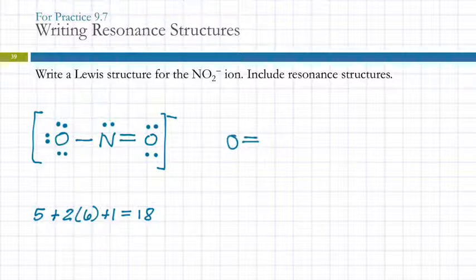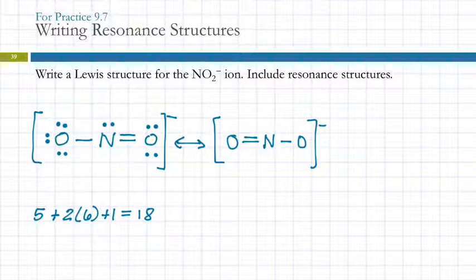So I can draw it with the other oxygen having the double bond. Everything else is pretty much the same. I put a double-headed arrow in between. And same number of electrons. So those are the 2 resonance structures. The actual structure is a combination of those. Any questions?